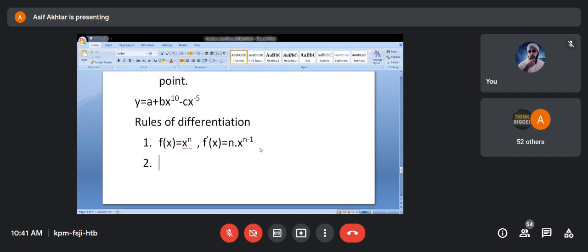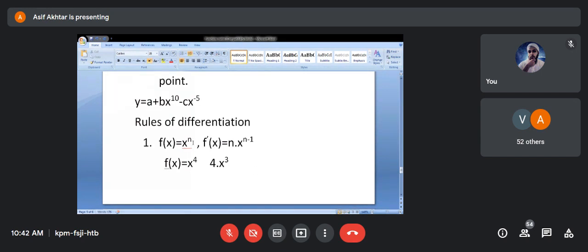Let me take an example. Suppose the function f(x) is given to you as x raised to the power 4, and you want to calculate the differentiation of this. What would be the differentiation then? The differentiation will become 4 into x raised to the power 4 minus 1, that is simply 4x cube. Okay, so this is the first category of function that we have.